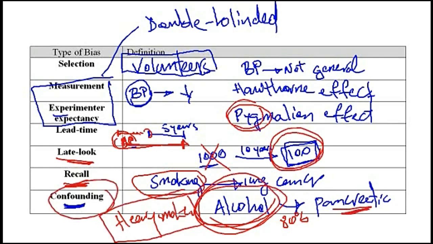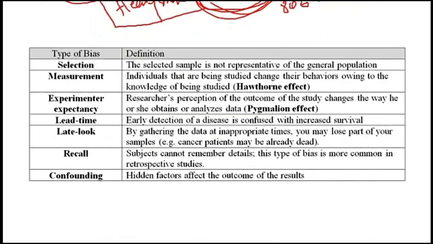So just to summarize what I explained here, selection bias is when the selected sample is not representative of the general population, and an example is when you pick volunteers for studying the effect of a drug. Measurement bias: individuals that are being studied change their behavior owing to the knowledge that they're being studied. And this is also known as the Hawthorne effect. For instance, an individual is taking a blood pressure medication, and then to improve his results, he starts to exercise and eat healthier food. So there would be a measurement bias in this case.